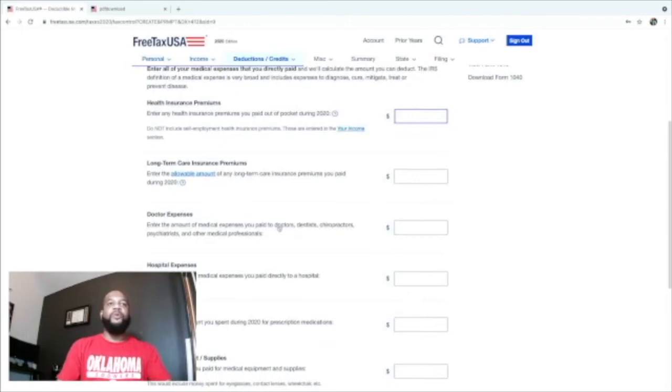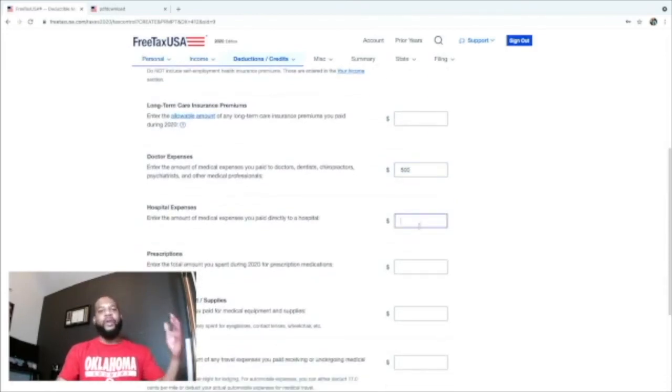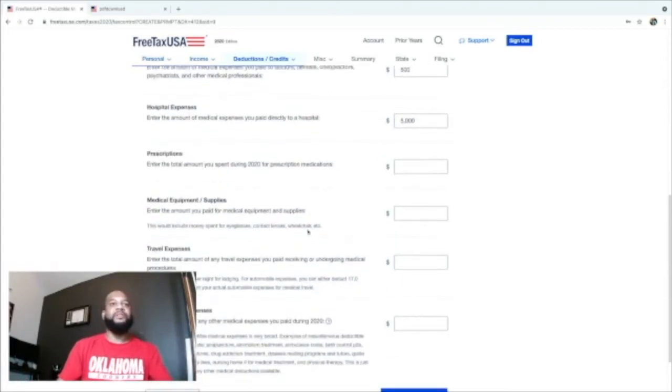So this is where we want to go: doctor's expenses, dentists, chiropractors. How much did you pay when you went to the doctor? If you went to the doctor 50 times and it's a $10 copay every time, that's $500. So bam, that's a no-brainer. Okay, the amount of medical expenses you paid directly to the hospital, any medical bills. So let's say $5,000 in hospital expenses, medical equipment.